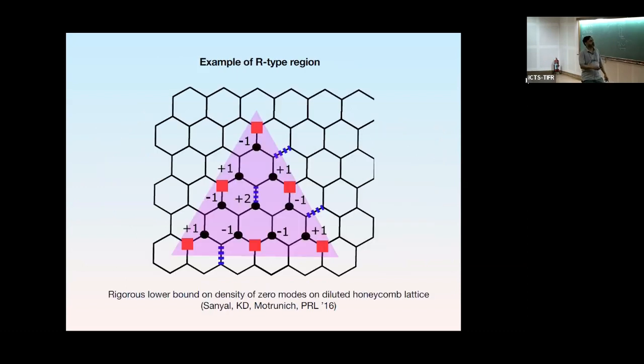So here's a picture. These six red dots are the vacancies, and this is the graphene lattice. I've got six vacancies here. And you can convince yourself very easily that there is one zero mode that I can construct on all the black dots, completely independent of what I do anywhere else. And this is an example of what I call an R-type region. R was chosen for robust, because these modes are robust to disorder.